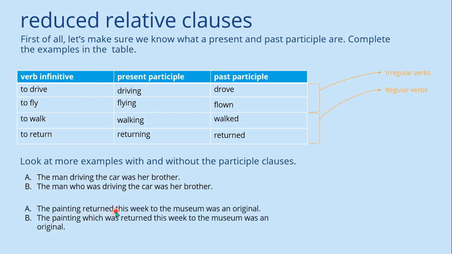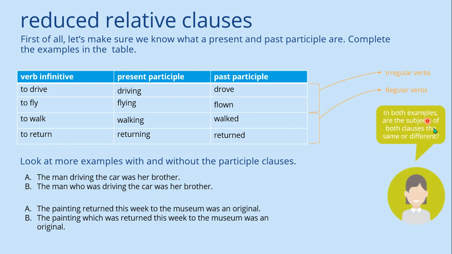The painting returned this week to the museum was an original. The painting which was returned this week to the museum was an original. So which was returned this week to the museum, this is the relative clause. And this is the painting returned this week, this is the use of the participle clause.